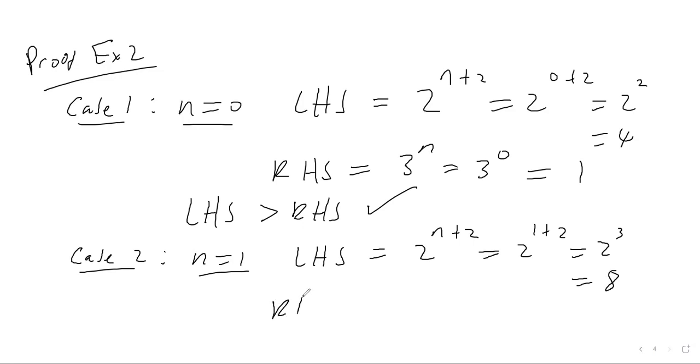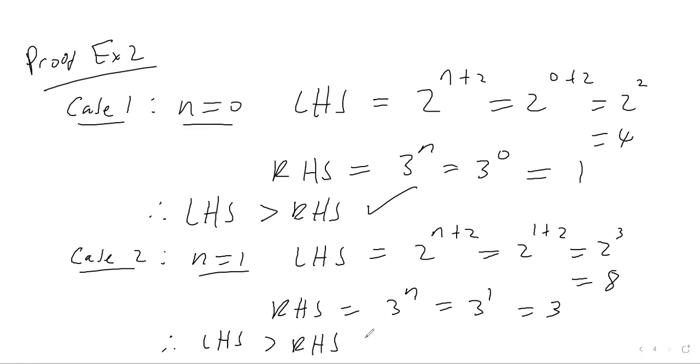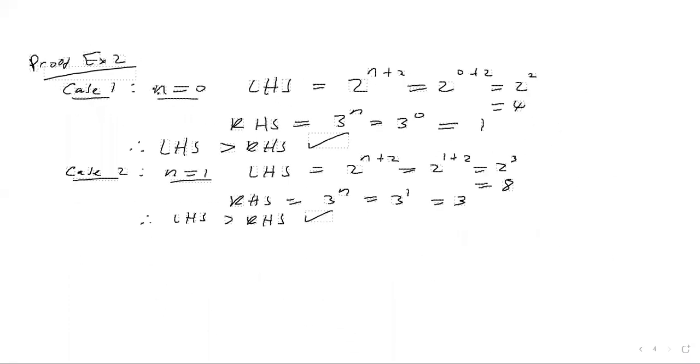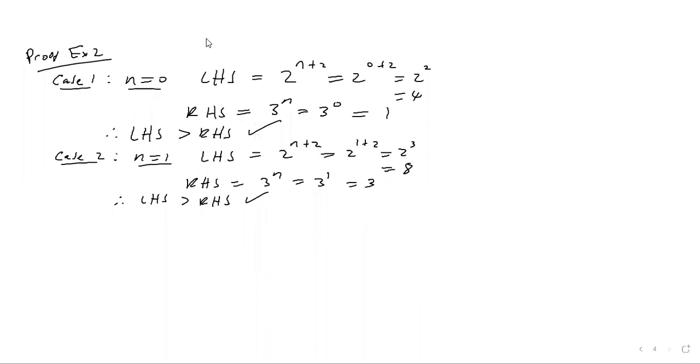Now the right-hand side when n is 1, so again, that's 3 to the power of n, which is just 3 to the power of 1. But 3 to the power of 1 is 3. Again, the number 8 is a bigger number than the number 3. So therefore, the left-hand side is again bigger than the right-hand side. And that's just what we wanted, because we want to prove that the left-hand side is bigger than the right-hand side in these cases. So we've got 2 more cases left.